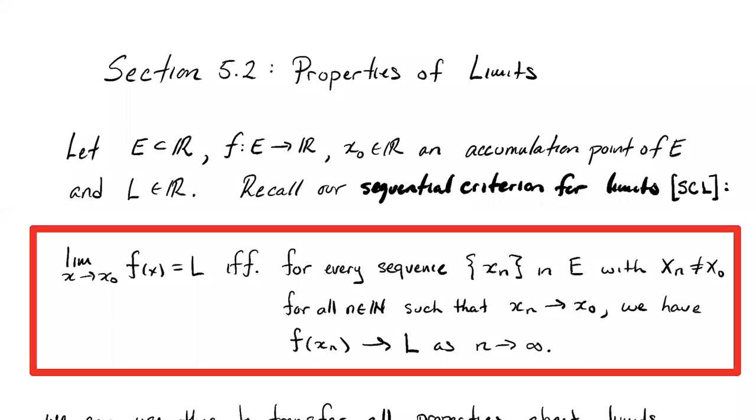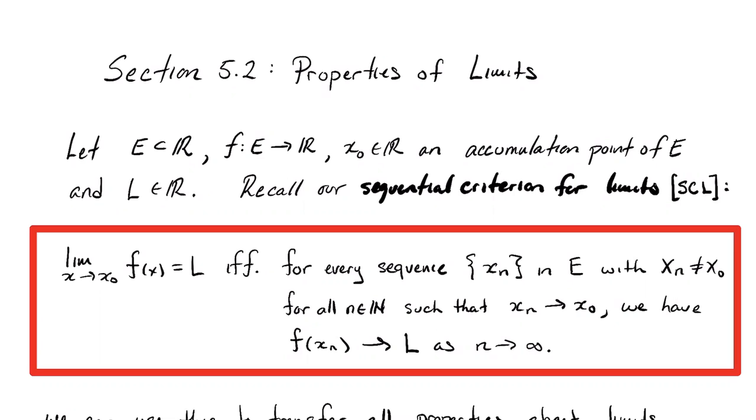Okay, welcome back to Real Analysis. In section 5.2, we're going to discuss properties of limits, each one of which is sort of analogous to a property of limits of sequences that we looked at back in chapter 2. And in fact, the sequential criteria for limits is going to be the device that we use to prove all of these properties of limits.